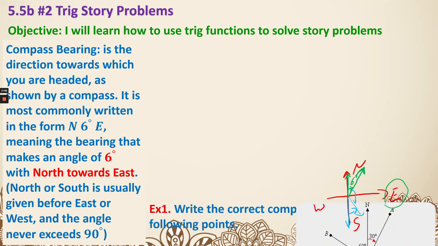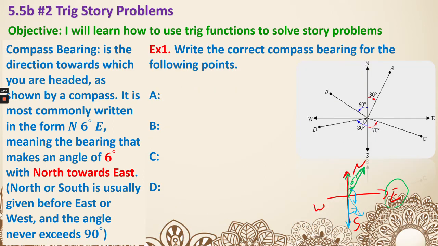Now let's have a look at some practice. Example 1. Write the correct compass bearing for the following points. For point A, it's up and right. So that's why we start with north, and then the angle is 30 degrees. To the right is actually east, so it's north 30 degrees towards east. For B, it's up, but this time it's left. That's going to be north. The angle is 60 degrees. Since it's to the left, it's going to be north 60 degrees west.